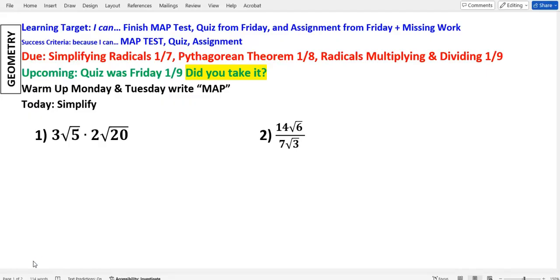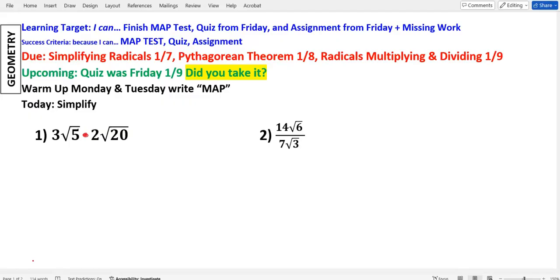If you did not do this assignment, guess what you're doing today? This assignment, and then, of course, Pythagorean and radicals. But let's do this warm up. How do you multiply two of these radicals?